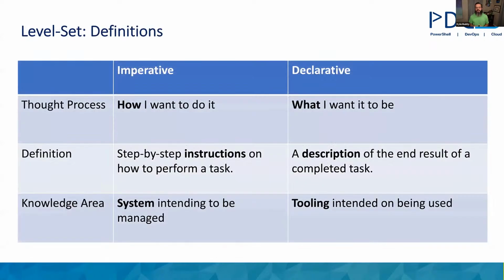So diving right into the definitions here, the most important ones are the difference between imperative and declarative. When it comes down to the imperative side, that's really the how do I want to do something, the step-by-step instructions of performing a task. But then on the declarative side, it's a change in the thought process, because now instead of going through that step-by-step process, you're telling a system what you want the end result to be and allowing that system to complete it.